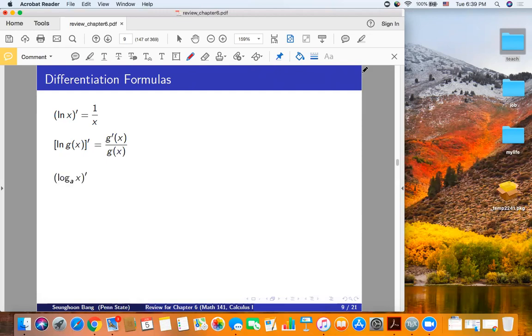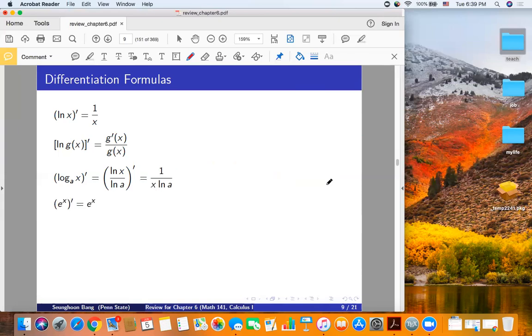The log x with base a prime, I want to use the change of base. You can change to ln of x over ln of a. So take out the constant ln of a, only ln of x prime. In this case, you just use this one. That is 1 over x times ln of a. So that's it. This is the whole idea.